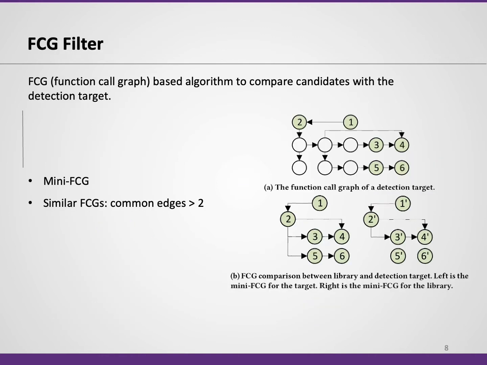The candidate list obtained from two channels may contain lots of false positives. In order to filter out them, we propose a novel FCG-based algorithm to compare binaries with the detection target and filter out those with low similarity.